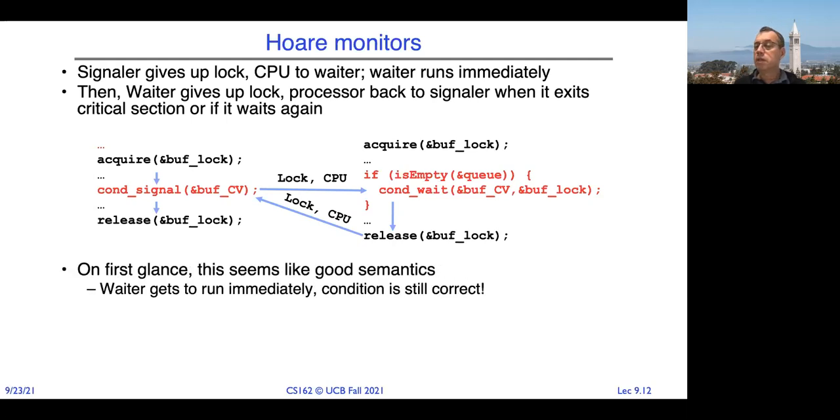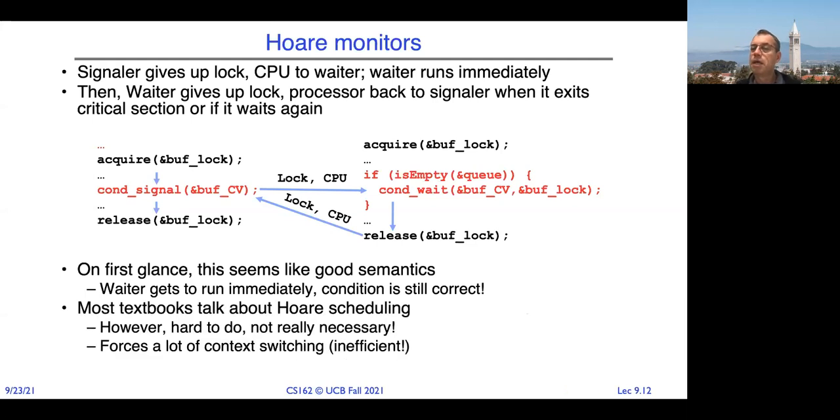This seems good, right? When I signal someone, I stop, I give the lock to the waiting thread, and the operating system schedules that thread to execute and exit the critical section, and after that I get the control back. This is correct. What is the problem? It is a little bit harder to implement and may lead to a lot of context switches. Furthermore, as you'll see from the Mesa style implementation, it's not really necessary.